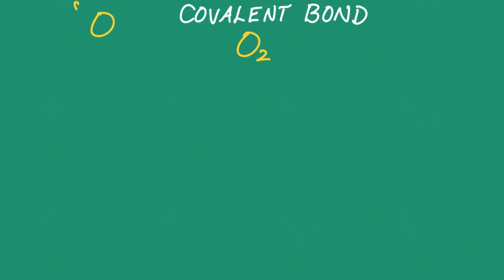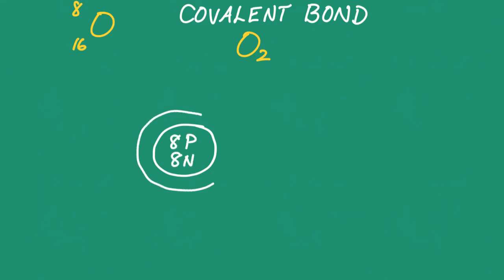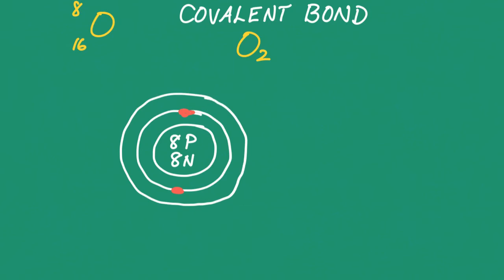Let's take a look at another example of a covalent bond. This time we'll look at oxygen atoms. When two oxygen atoms come together, they share two pairs of electrons and form a double bond between the two oxygen atoms. Oxygen has 8 protons and 8 neutrons. So the first shell has 2 electrons. The second shell has 6 electrons. It needs 2 more electrons to complete its second shell. So when two oxygen atoms come really close together, they intersect each other, they can share 2 pairs of electrons.